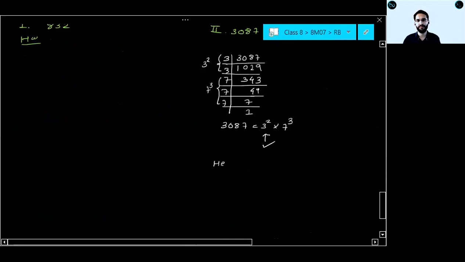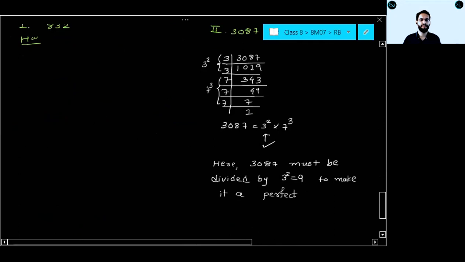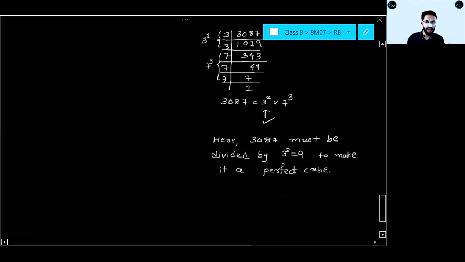So here, 3087 must be divided by 3 square, which is equal to 9, to make it a perfect cube. Is it clear, everyone? So 3087 by 9, 9 is your answer. Please give me some response, everyone. Is it clear? Yes, sir. Everyone got this? Okay.